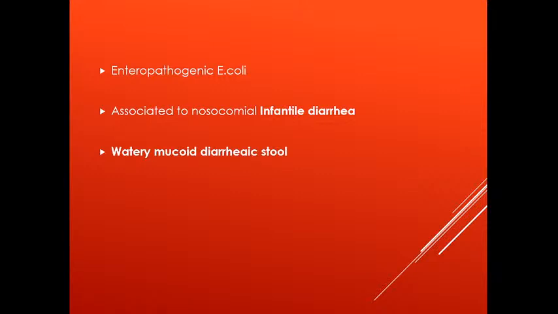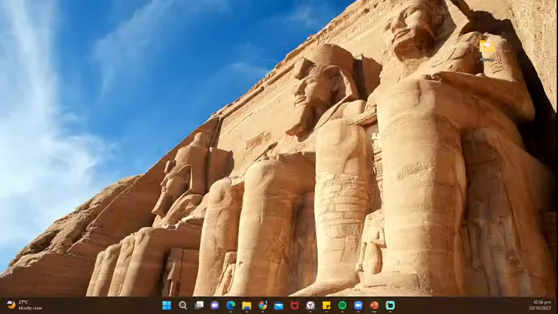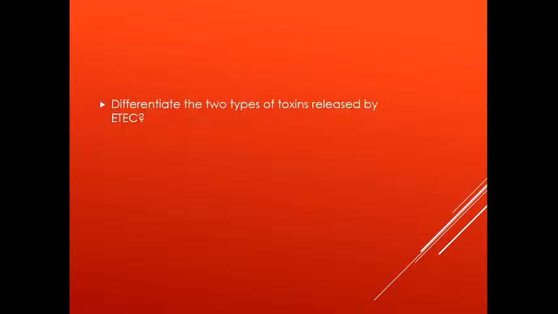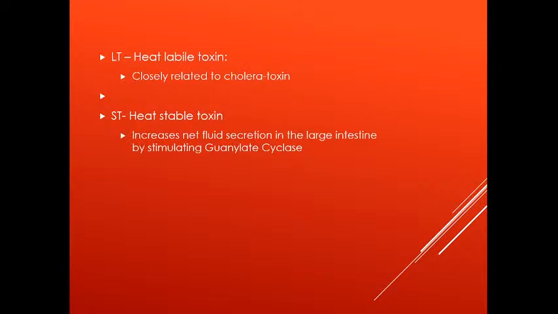Now let's move on to the next topic in our agenda, slide, of course. Differentiate the two types of toxins released by ETEC. What's ETEC again? Enterotoxigenic E. coli. So there's two types. Again, there's heat labile and heat stable. Heat labile is closely associated with a cholera-like toxin. And then the heat stable one is related to increased fluid secretion. Basically, it's a heat stable toxin that increases the net fluid secretion in the large intestine.